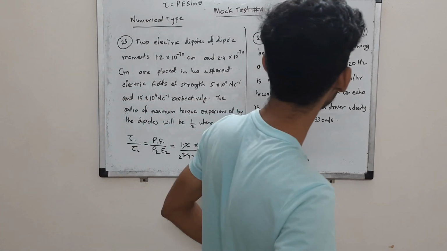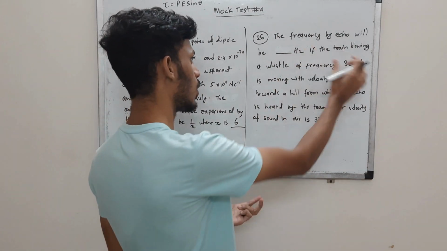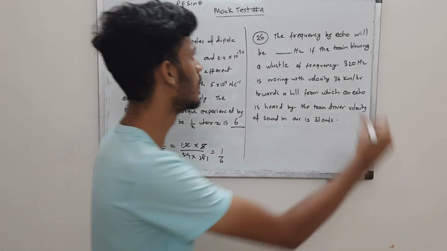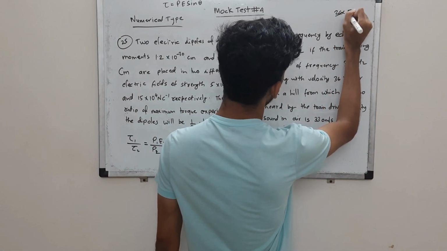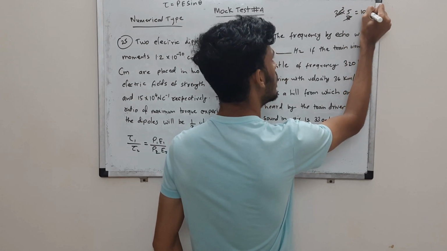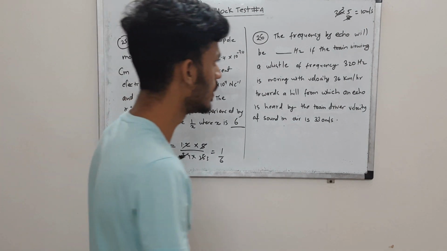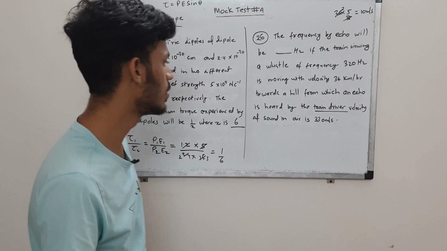Let's come to this one. Here you are supposed to tell the frequency of the echo. Here we have a train blowing this frequency, moving towards a hill with this velocity, 36 kilometers per hour. That is, if you see, 10 meters per second, right? 36 by 3.6 is 10 meters per second. Now you are supposed to tell what will be the frequency as heard by the train driver. The train driver is also moving.